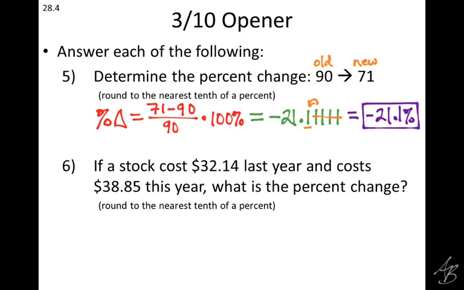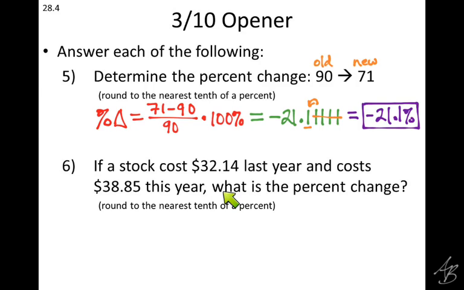All right, so it went from, well, that's not right, is it? That's right. So it went down by 19 when it started at 90. So if it started at 100, it would have gone down by 21.1, or whatever the units are here. So that's good. So it went down by negative 21.1%.